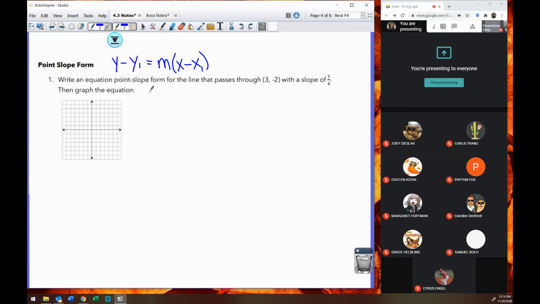So if we need to write an equation in point slope form, it means you need a coordinate point and you need a slope. Through the point (3, -2), we have a coordinate point with a slope of 1/4. So if I'm following my form, y minus the y coordinate, what's the y coordinate that we have? -2. So y minus -2 is equal to your slope times x minus, what's our x coordinate? 3.